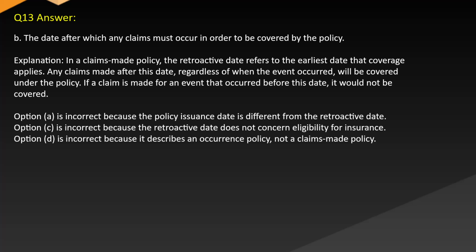Option A is incorrect because the policy issuance day is different from the retroactive date. Option C is incorrect because the retroactive date does not concern eligibility for insurance. Option D is incorrect because it describes an occurrence policy, not a claims-made policy.